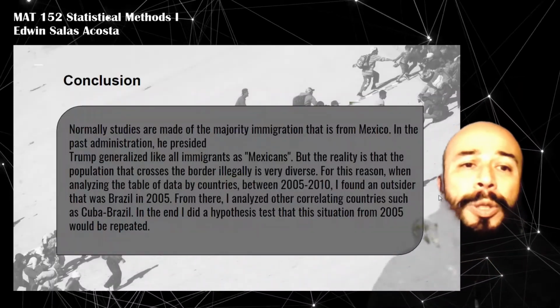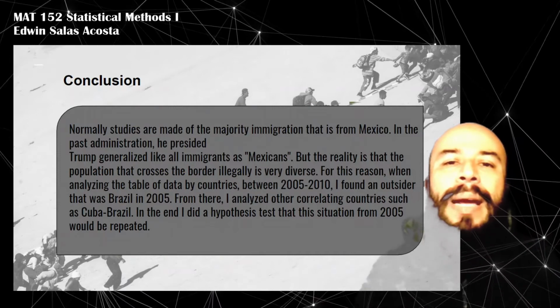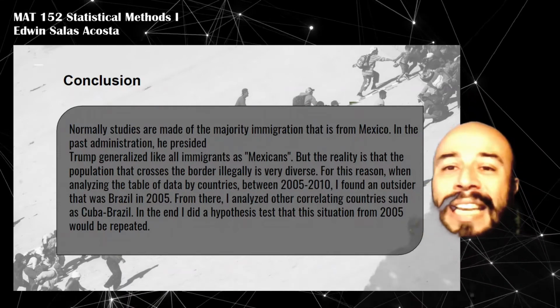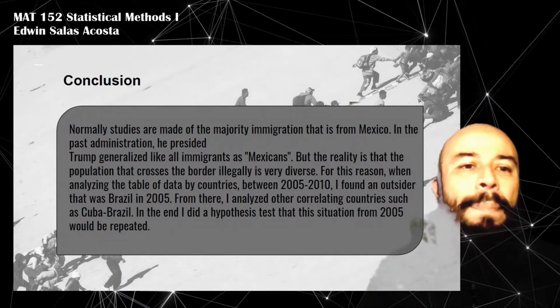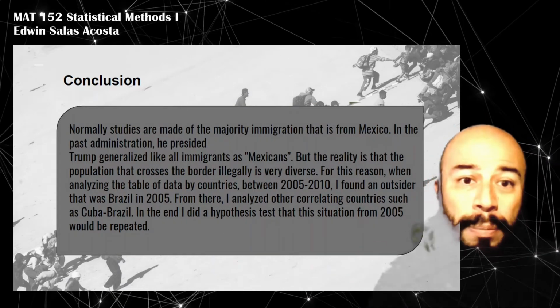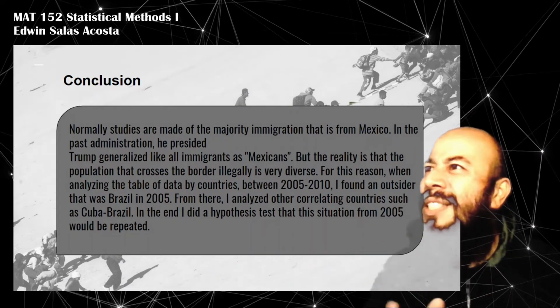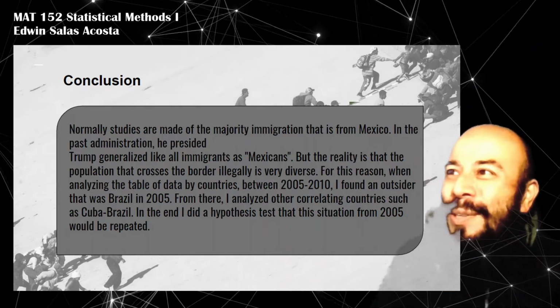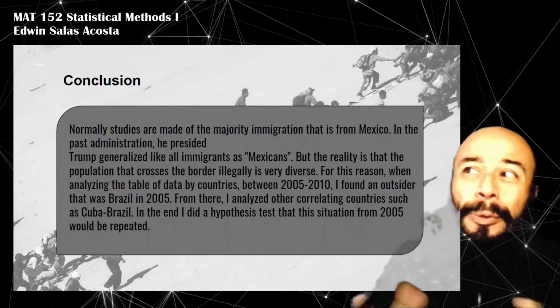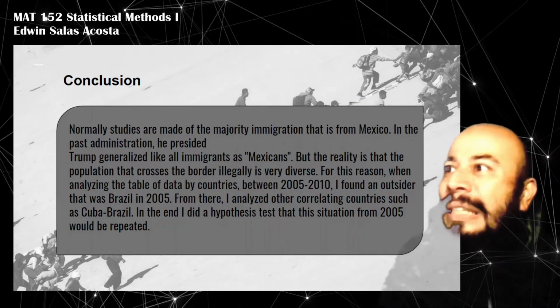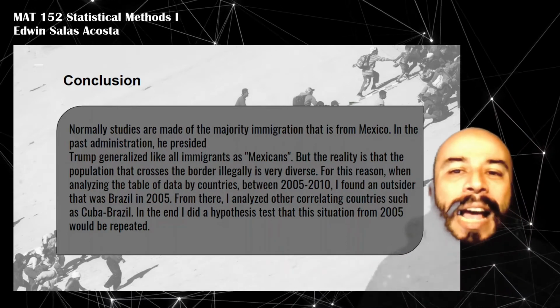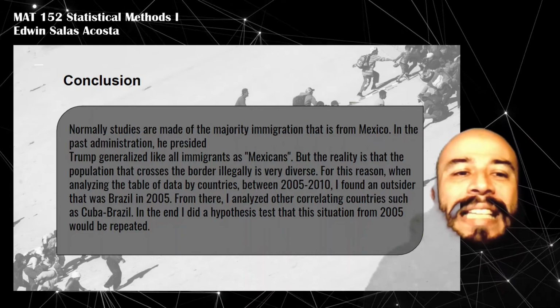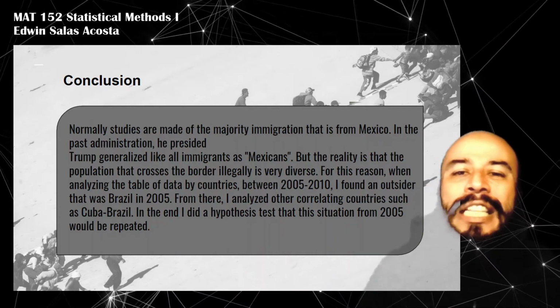Okay, in the conclusion, normally studies are made of the majority of the immigration that is from Mexico. In the past administration, say Trump, you know, they called everyone Mexicans, but we are not all Mexican, the immigrants. You can see China, Brazil, and the people are really a little different. You know, Canada too. But the reality is that the population crossing the border illegally is very diverse.